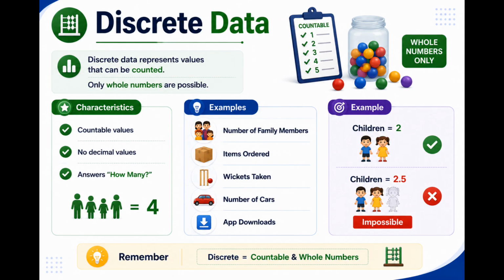Discrete data. Discrete data represents values that can be counted. Since we're counting individual items, only whole numbers are possible, decimal values are not. In simple words, discrete data answers the question, how many?